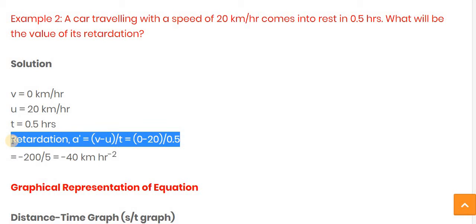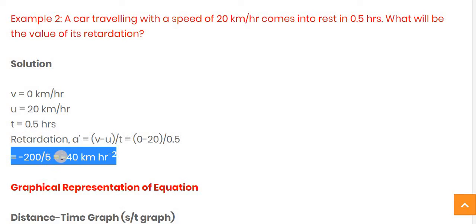As we have the formula of retardation, a is equal to v minus u divided by t. So here we consider v as equal to 0 and u is equal to 20, divided by 0.5 hours. So the value we get is minus 40 kilometers per hour. This minus sign indicates that this acceleration is a retardation. It means that in this condition the initial velocity is more than the final velocity.